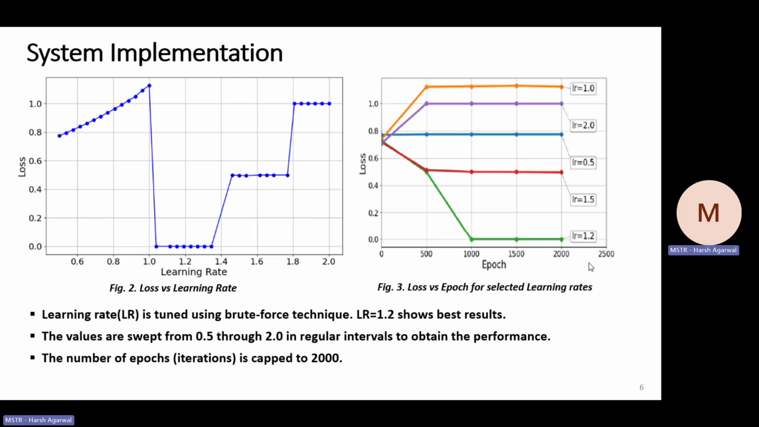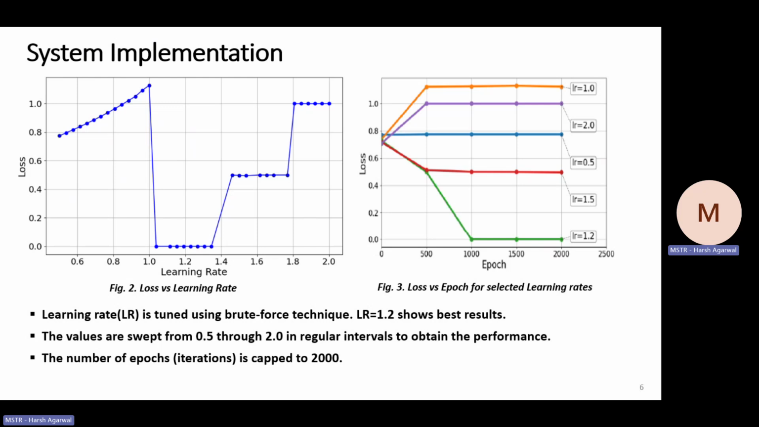Furthermore, we do the loss versus the epoch graph, which is shown in the second graph. We do so over a long range of 2000 epochs. This helps in confirming that there is stability in the outputs, and through this we determine that the 1.2 learning rate is optimal for our use case.